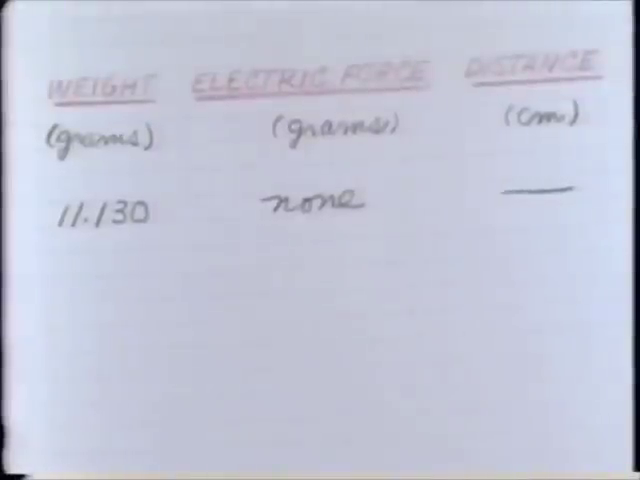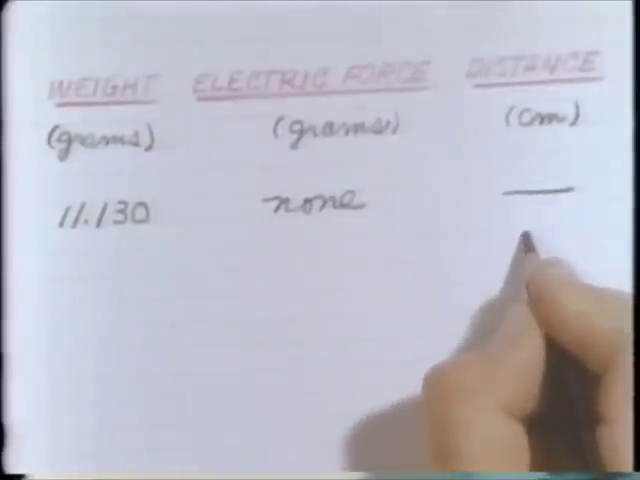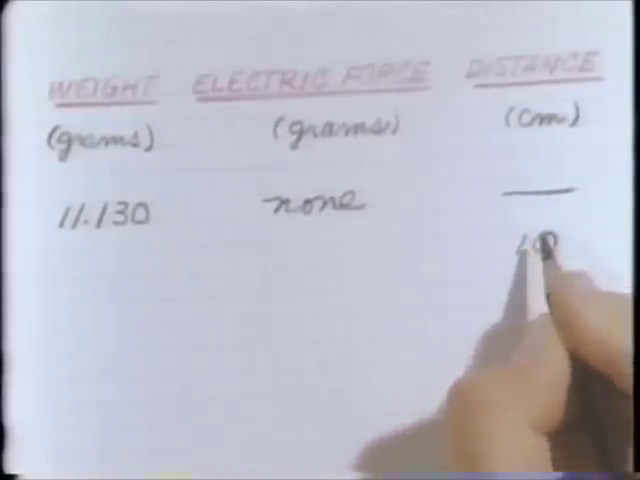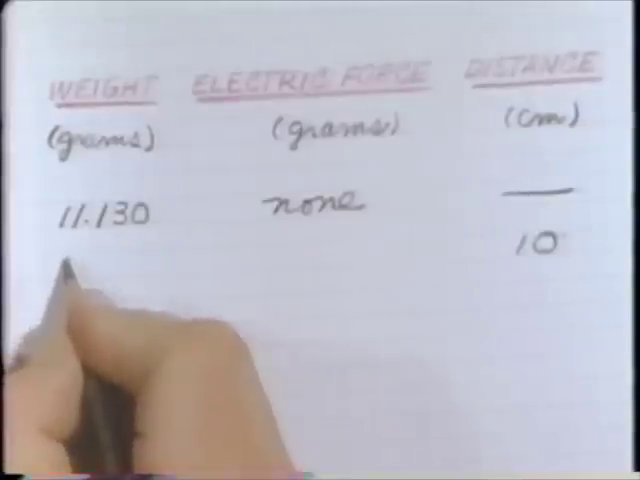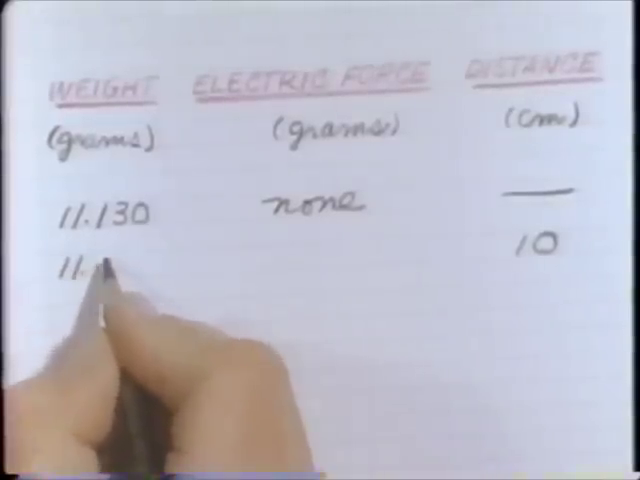The balance now reads 0.671 grams on the fractional scale, or a total of 11.671 grams, which is much higher than the 11.130 reading for the uncharged spheres. We'll record the reading for each distance between the spheres. At 10 centimeters, 11.671 grams.